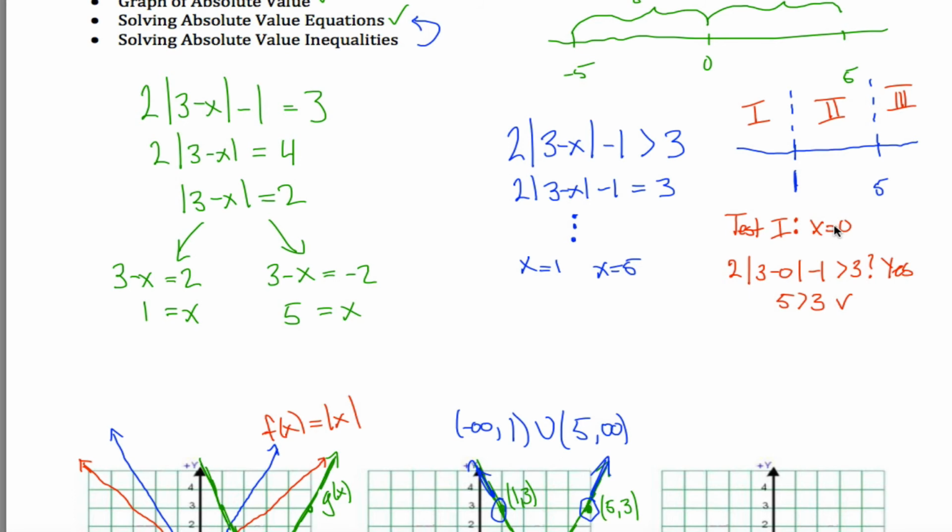What that means is 0 is in my solution set, but furthermore, every single number in region 1 is in my solution set. That's really powerful.